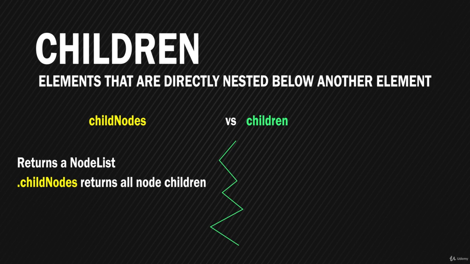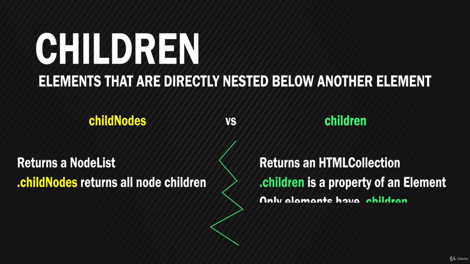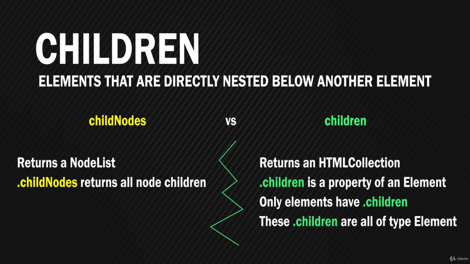Whereas if we look at the children property, we know that that returned an HTMLCollection. And we know we can access the .children property on any element because it's a property of an element. And only elements have this children property. Because of this, we know that these children are all of type element. It only contains an element type.